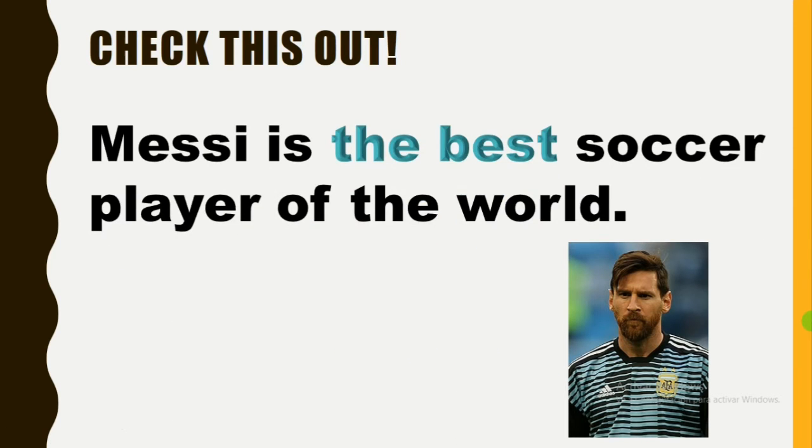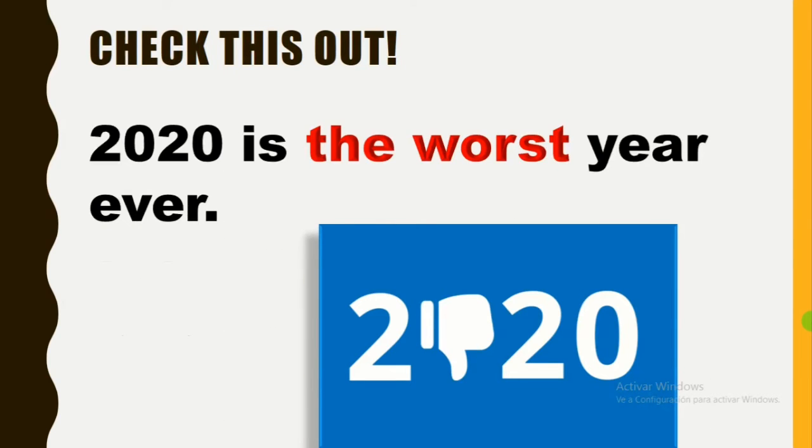We have here Messi is the best soccer player of the world, right? So here we use the superlative the best, o sea, el mejor de lo mejor. Now we have another example. 2020 is the worst year ever. O sea, es el peor año. Y si queremos darle énfasis a lo que estamos diciendo con superlative, podemos utilizar la palabra ever al final para decir como que es el peor de lo peor, por siempre y para siempre, ¿ok? So, it's the worst year ever.